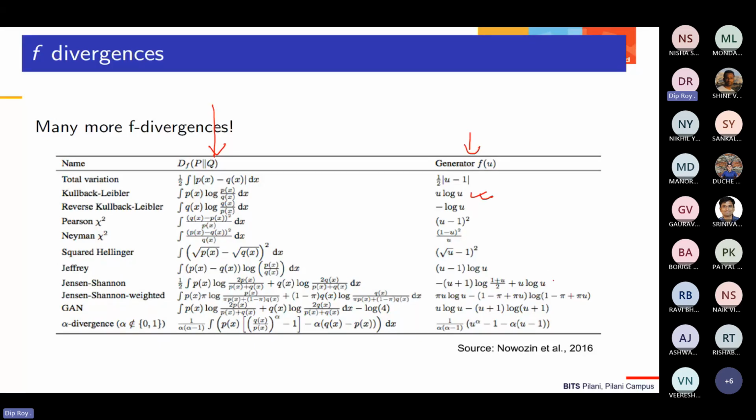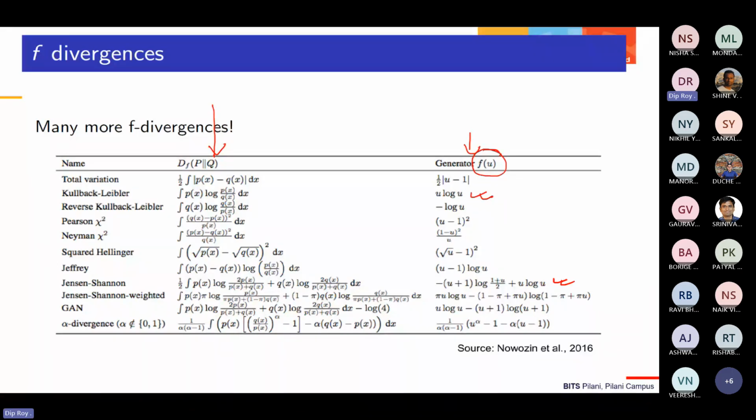Here you will have the Shannon divergence. So if you plug in the values here, you will get KL divergence, you will get Shannon divergence, but everything is ultimately represented by this particular thing, which is basically the F divergence.